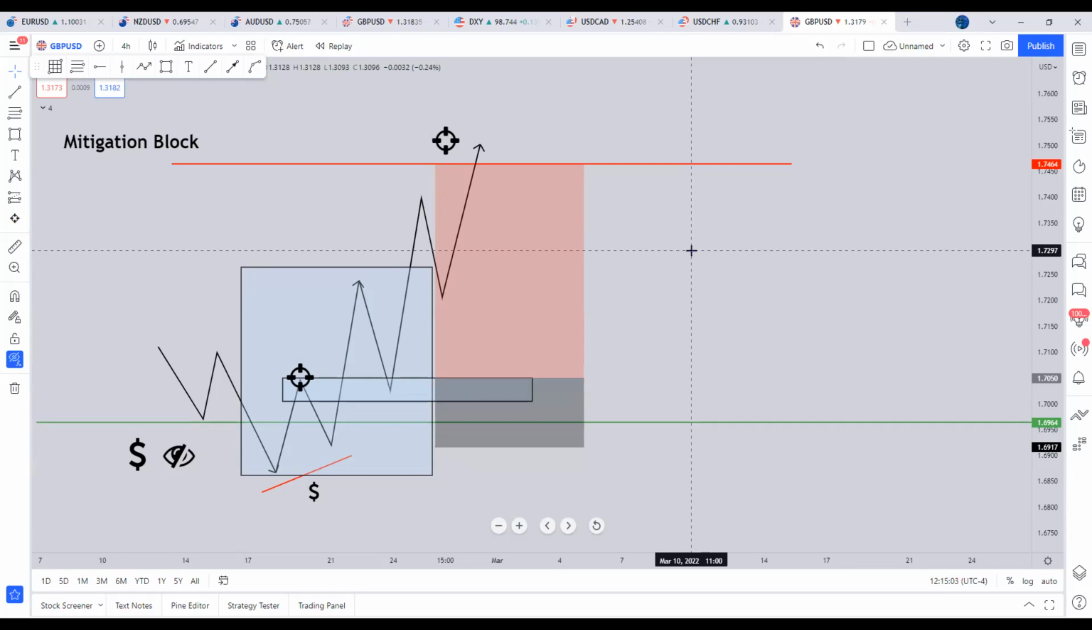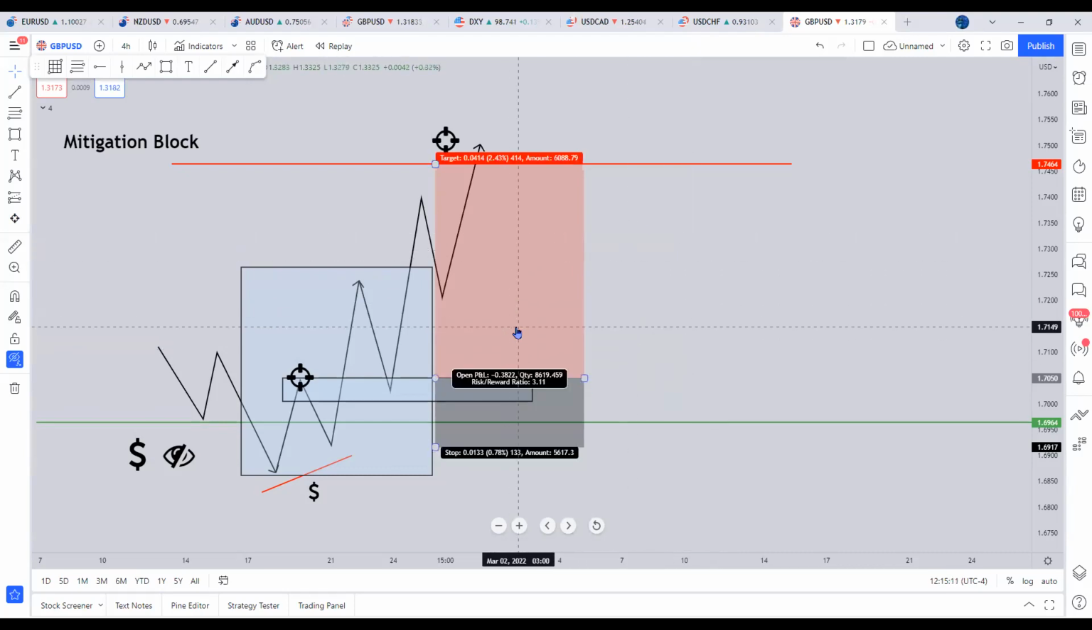And sir, how does this mitigation block trick the retailers? Sorry, can you repeat that? How does this mitigation block trick the retailers? Meaning, how does it trap them in the opposite direction or not?